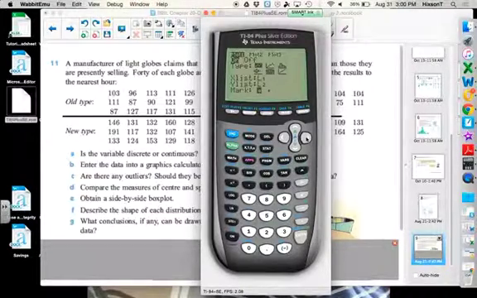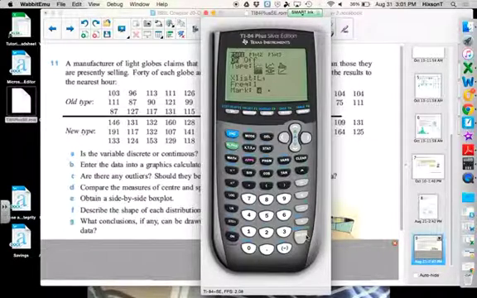Now, notice it has 2 different kinds here. The first one on the left here will actually identify outliers. Okay? So I'm going to choose that one. Notice it's looking at the data in list 1. And then the other thing I'm going to do is you need to make sure your window is set so that you can actually see it.